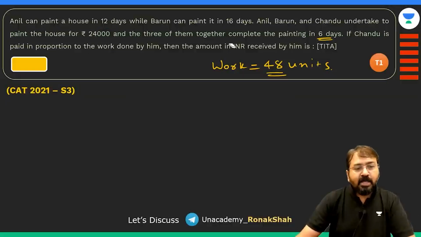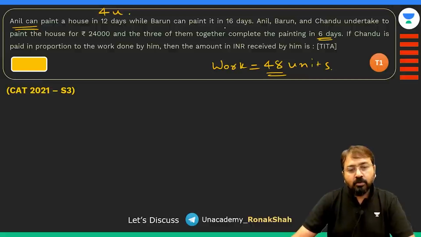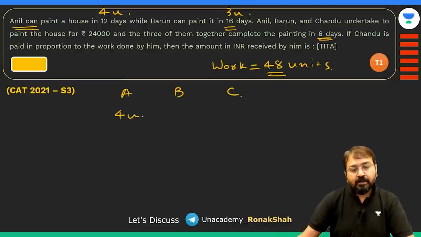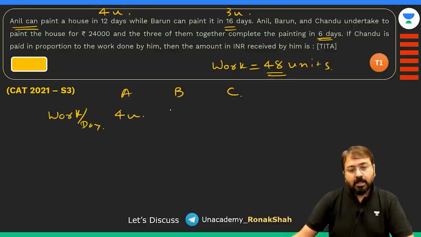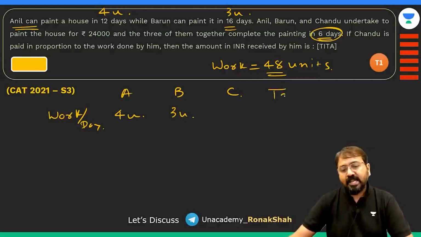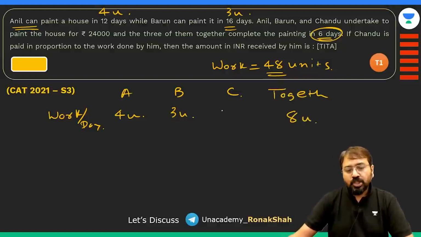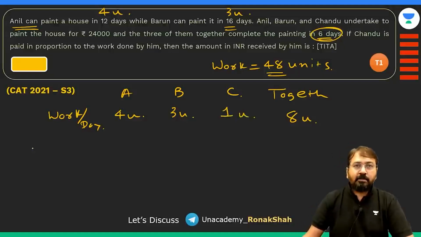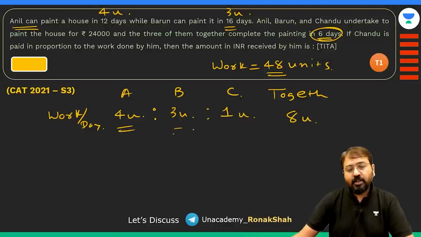So I can easily make out, okay, Anil would be doing 4 unit work per day and Barun would be doing 3 unit work per day. Let me just write over here Anil, Barun and Chandu. So 4 unit per day. I'm just writing over here work done per day. Barun is doing 3 unit work, and together they are finishing the work in 6 days. So can I say together they are doing 8 units work per day? So Chandu must be doing 1 unit work per day. So definitely their efficiency is known now: 4 unit, 3 unit and 1 unit.